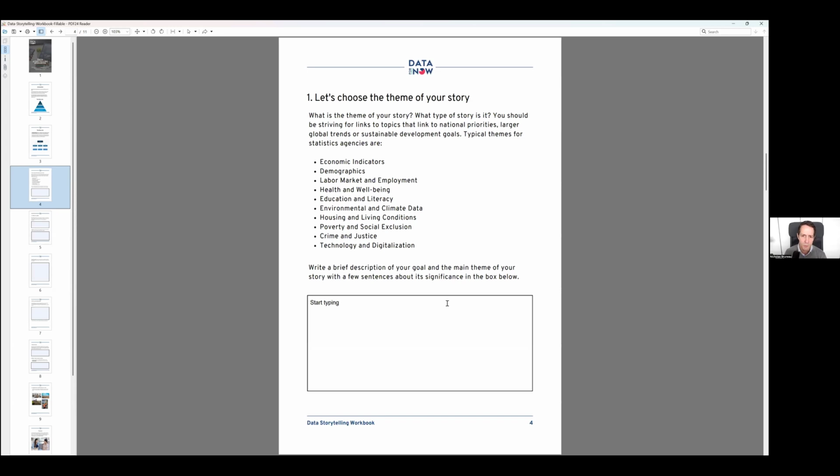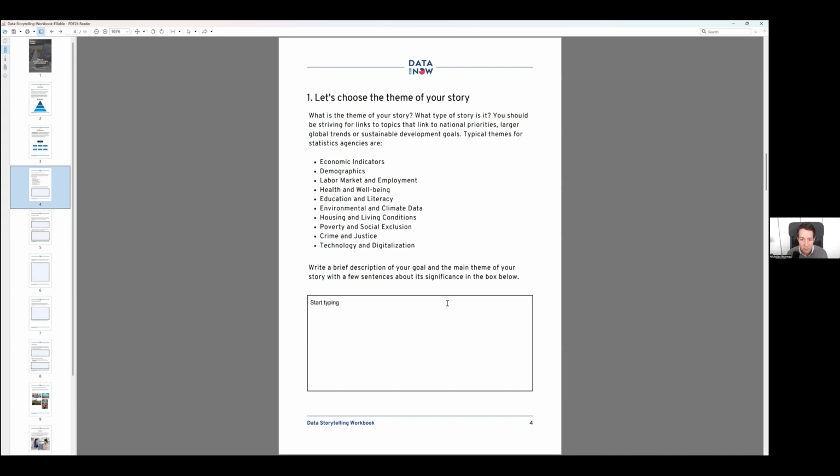And so I've tried to take a step-by-step approach. First, by choosing the theme, because I think it's important for you to be focused when you're telling a story, so that it only focuses on one theme and one major area. So if you talk about the economy, you're talking about the economy and not talking necessarily about environment or climate data, so that your story isn't all over the place.